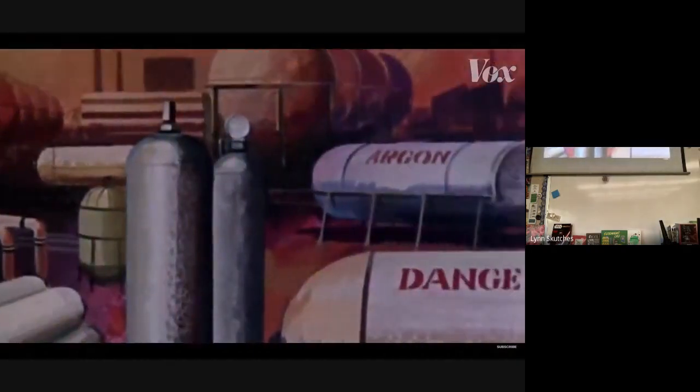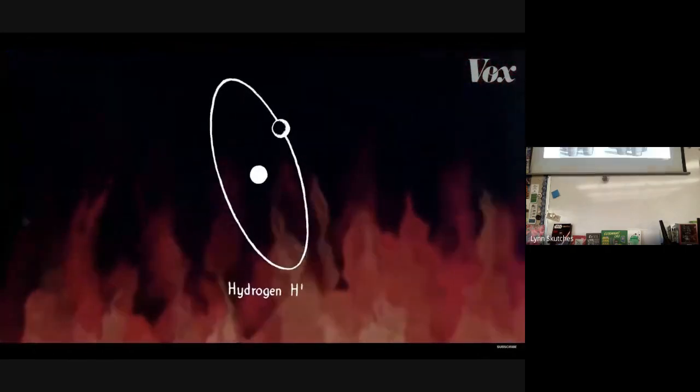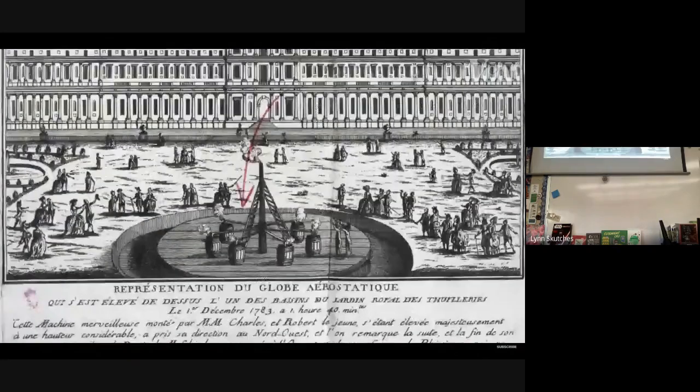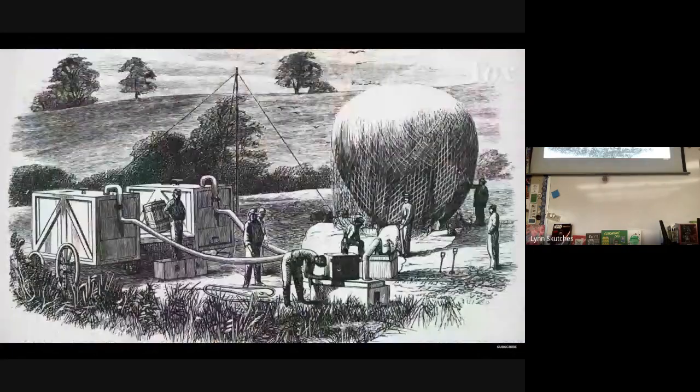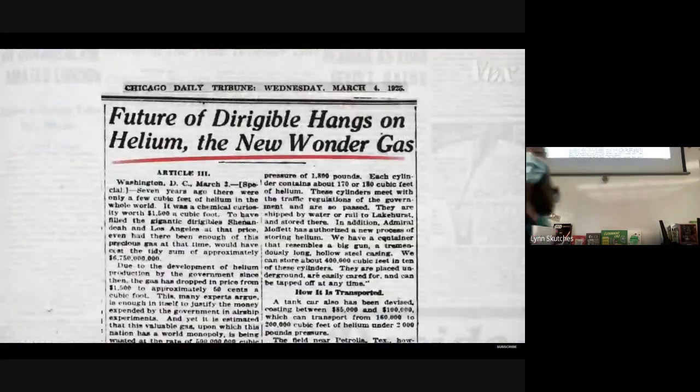Which brings us to a very important element in this story: hydrogen. Hydrogen gas is lighter than air, and people had used it for centuries to lift aircraft like hot air balloons. It's highly flammable, but cheap and easy to make, as opposed to its safer, non-flammable cousin, helium.